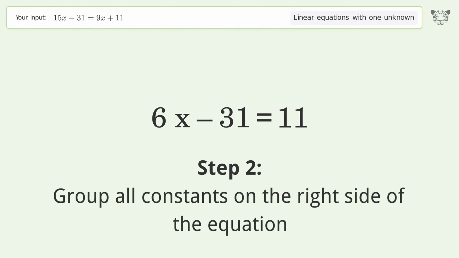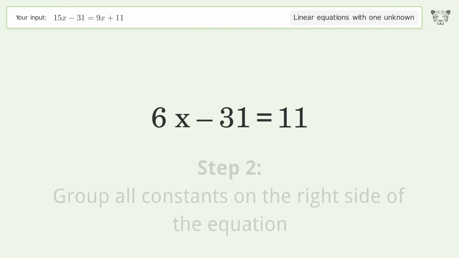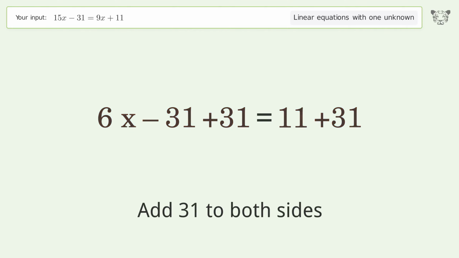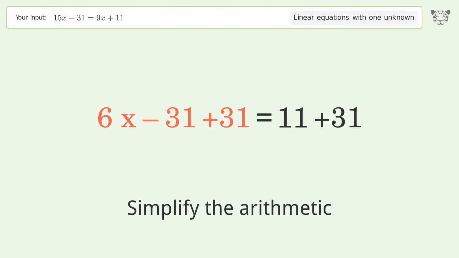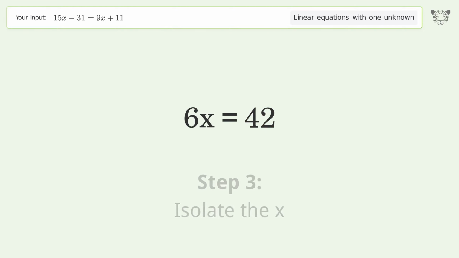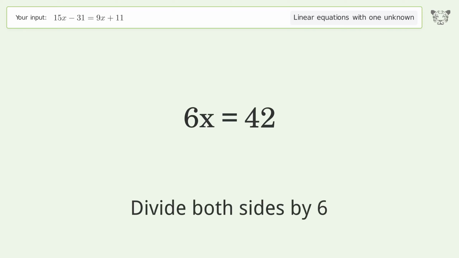Group all constants on the right side of the equation. Add 31 to both sides. Simplify the arithmetic. Isolate the x. Divide both sides by 6.